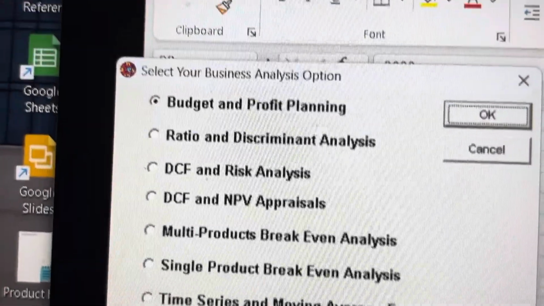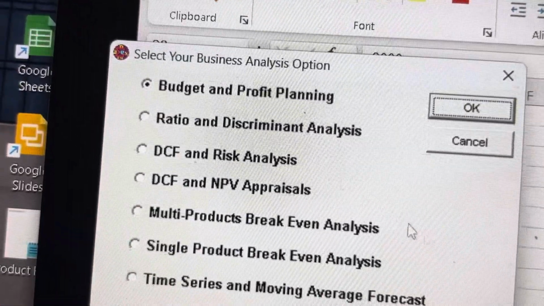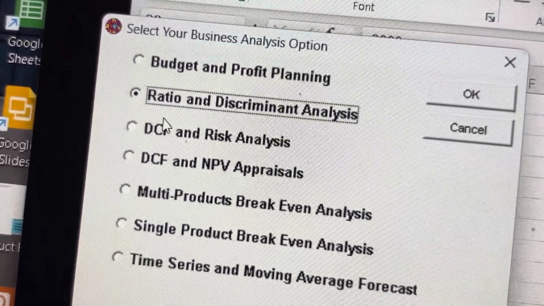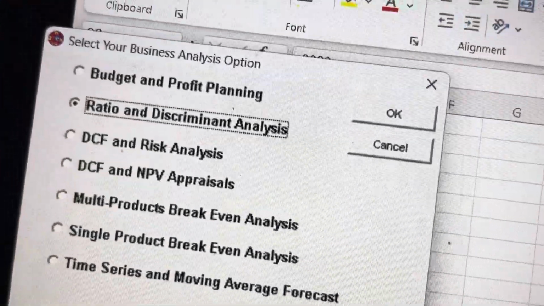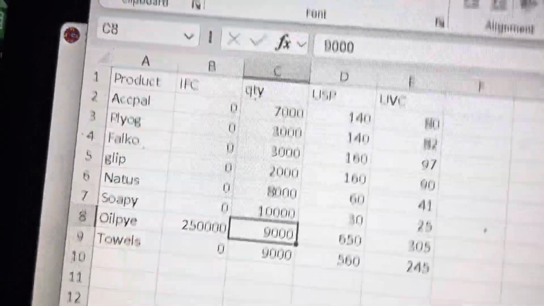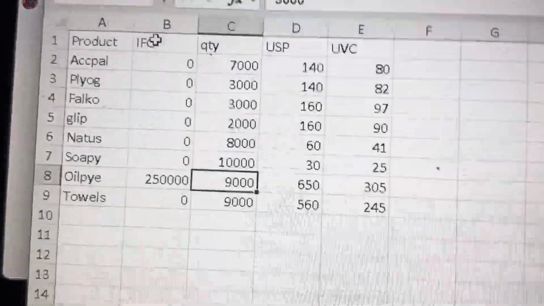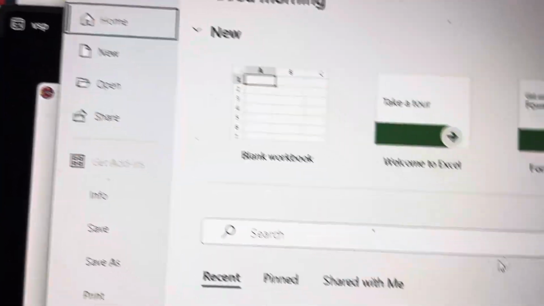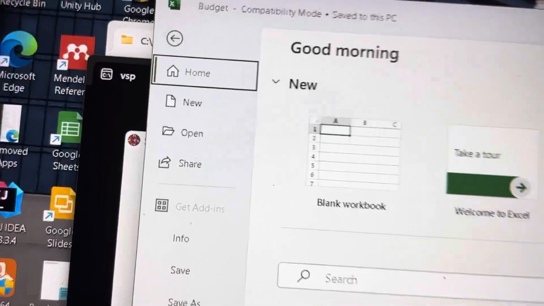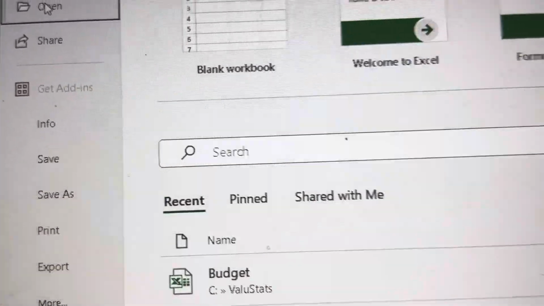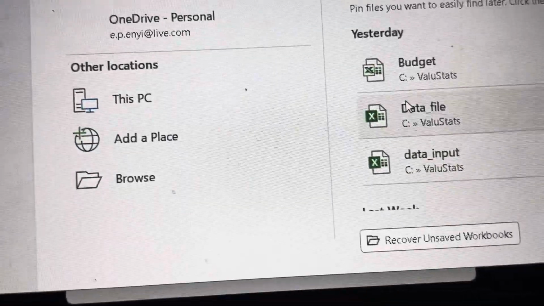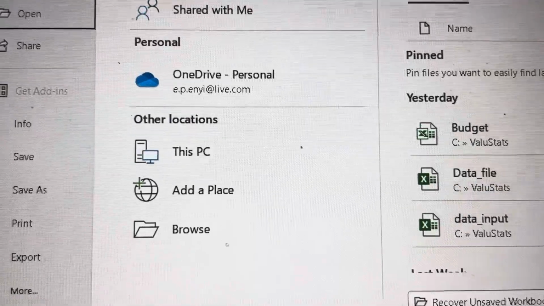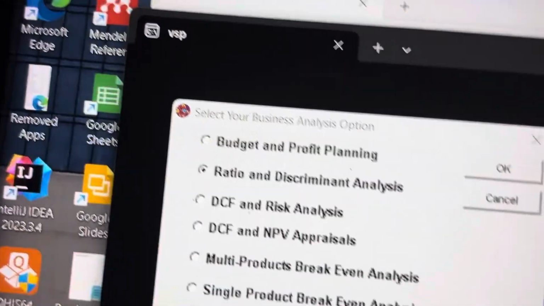The second thing we want to look at here after the budget planning is the ratio analysis, ratio and discriminant analysis. The ratio and discriminant analysis is also stored in an Excel file, which we are going to open now. I want to open it so that we see what is inside. Let's go through the file explorer.